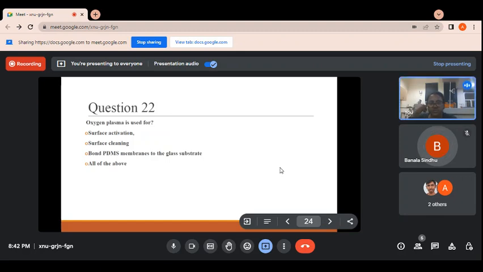Now coming to question number 22. Oxygen plasma is used for surface activation. Second option is surface cleaning. Third option is bonding a PDMS membrane to the glass substrate. And the last option is all of the above. So all of the above. Okay, Banala Sindhu? All of the above.